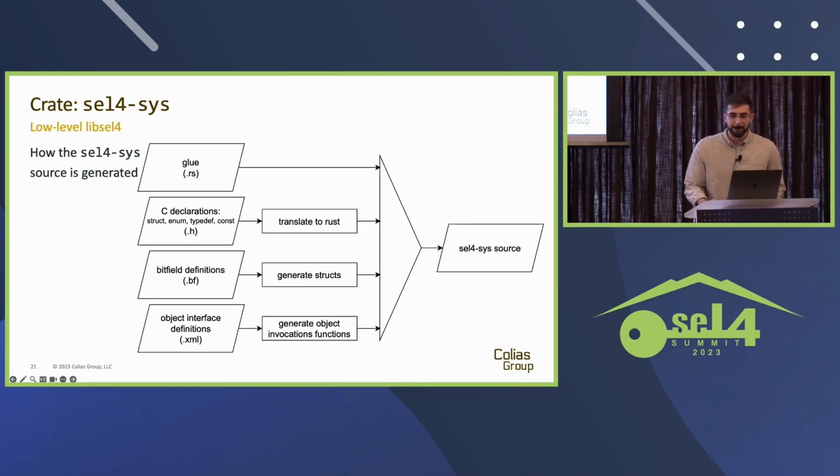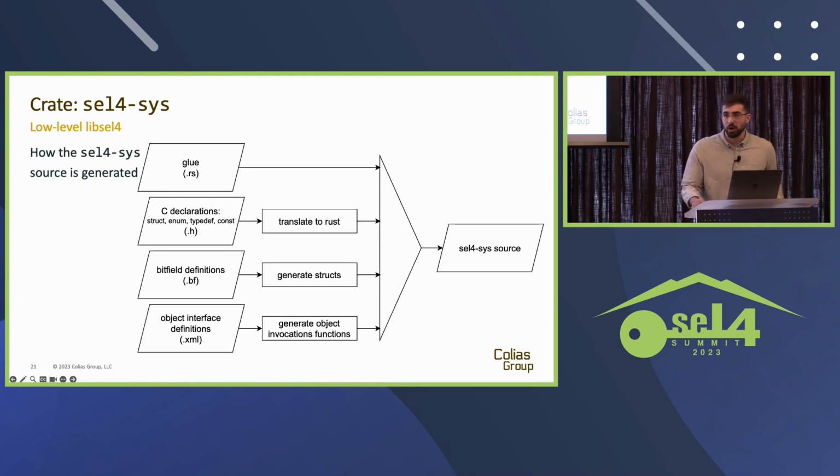We generate the Rust source for the seL4 sys crate in much the same way, basically with a few differences. First off, instead of generating C from the bit field and object interface definitions, we of course generate Rust. And also, to avoid boring and error-prone manual duplication of code, we generate Rust types and constants from the handwritten C ones. And this is a well-established technique in the Rust ecosystem.